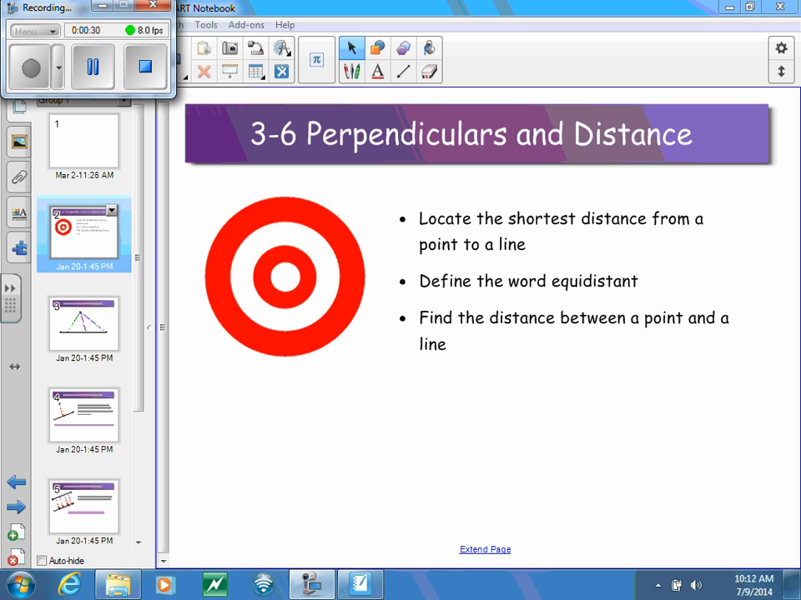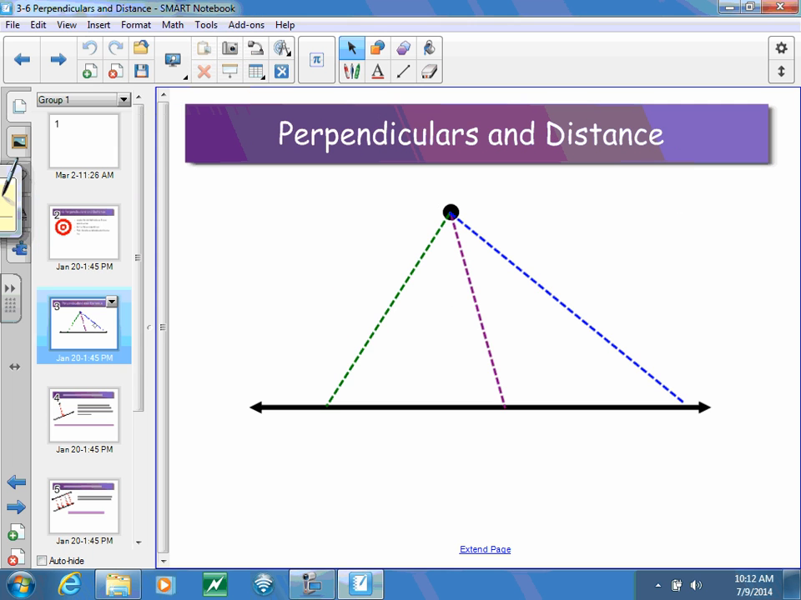So we want to be able to find the shortest distance from a point to a line. Here, I have a line with a point, and I have 3 dotted lines to that. If I were to measure each of these lines, one of them is going to be shorter than the other. Hopefully you can visually see that the longest line is going to be this blue one here. Second longest, the green one. Purple's going to be the shortest one.